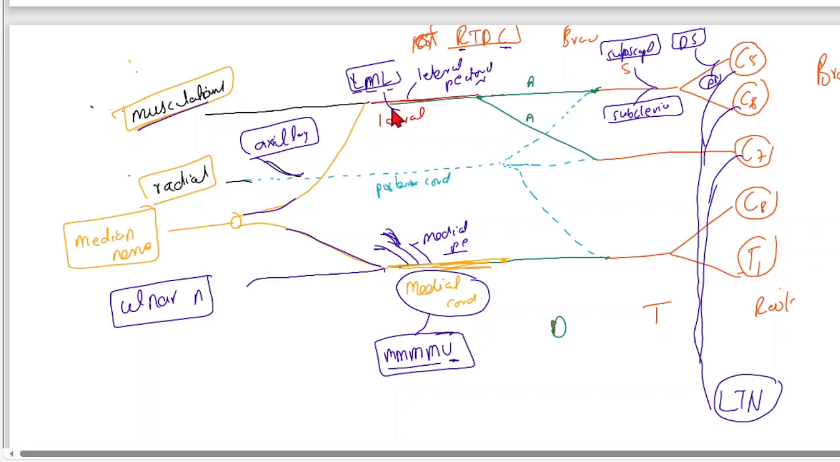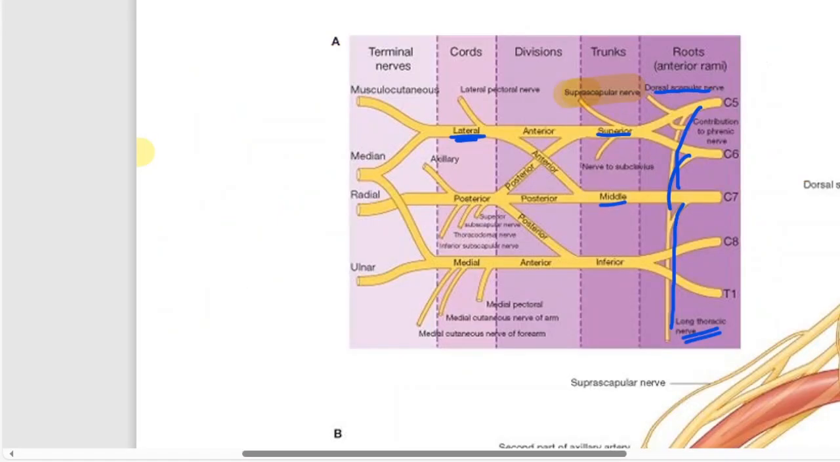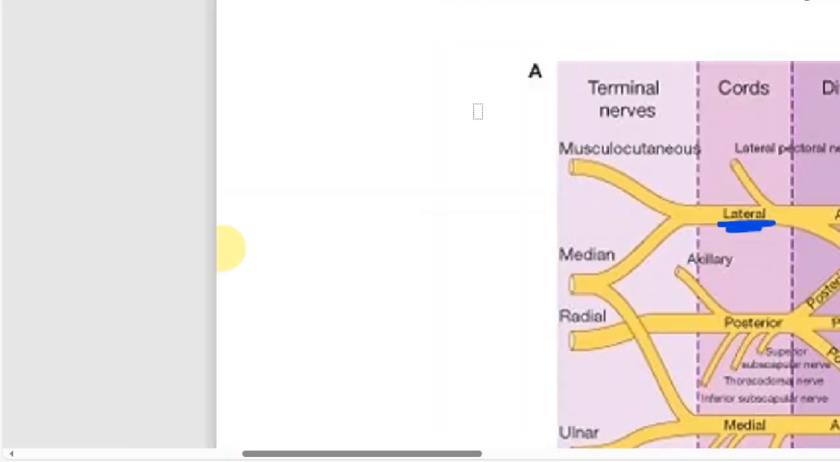Okay. Now from the posterior cord, what nerves arise? To remember this, you have to understand thoracodorsal nerve. Okay.